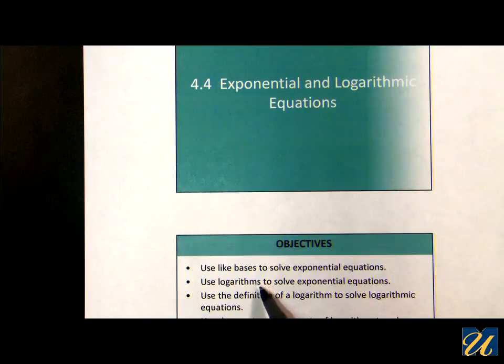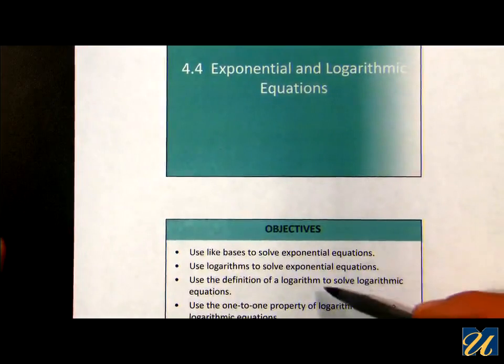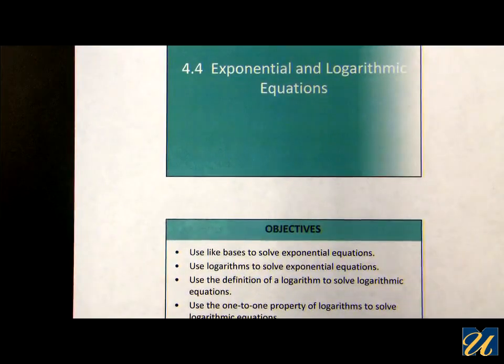to solve exponential equations, using like bases and using a property called the one-to-one property. And we also wish to solve logarithmic equations, equations that contain logarithms. We can do that by using the definition and converting to exponential form, or we can use a different one-to-one property to solve these logarithmic equations. And we can also look at an application problem involving exponential and logarithmic equations.